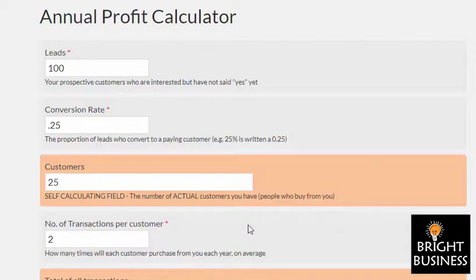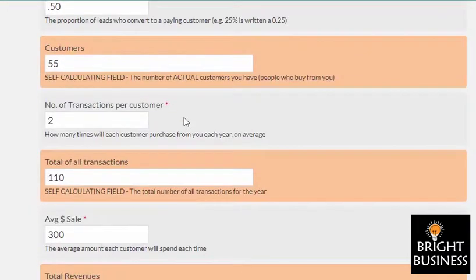But here's where it gets interesting. So let's say you got better at marketing and you got 10% more leads. So we've now got 110 leads. And we're getting much better at converting. So we've done a bit of sales training, or we've really upped our game, and now we convert 50% of them. So now we've got 55 customers.